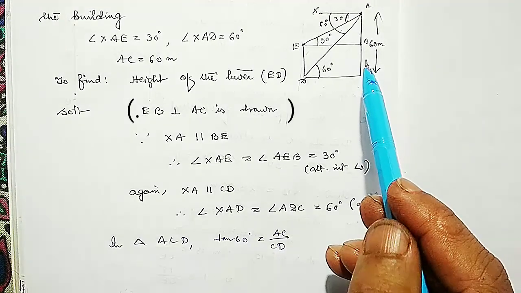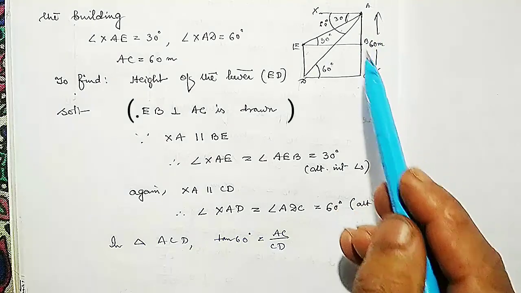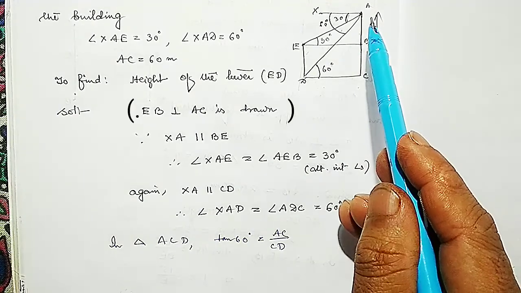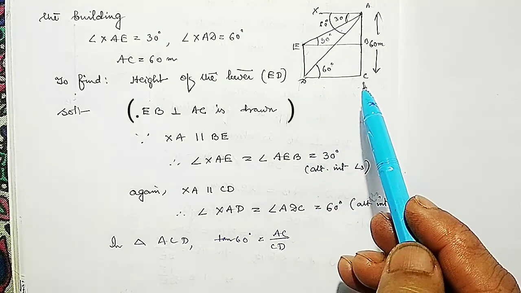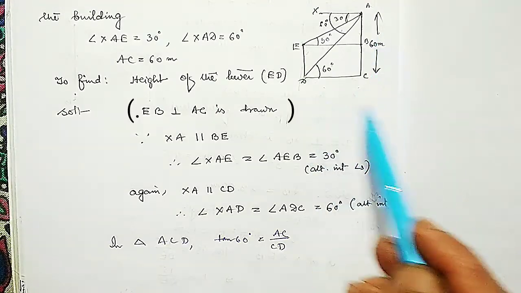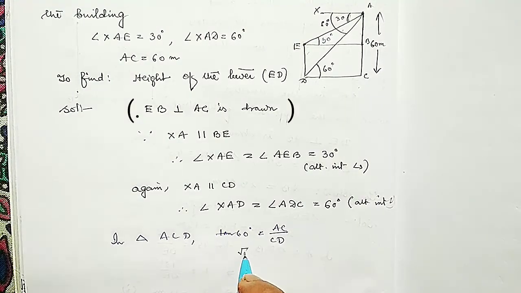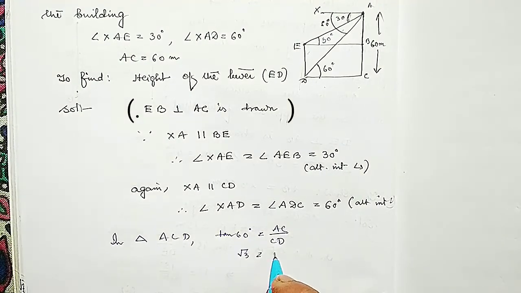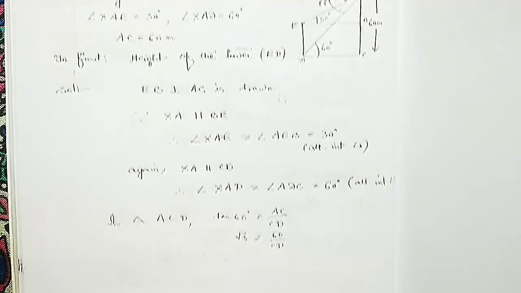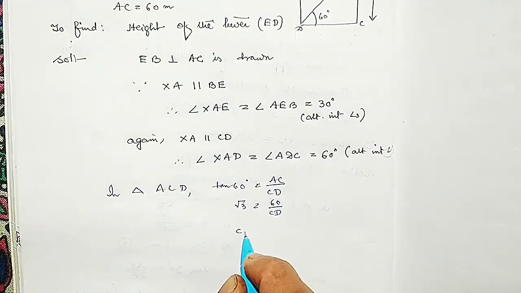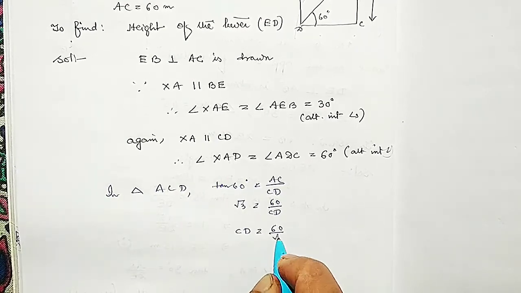In other sums I told you it is better to start from the smaller triangle, but in this sum, just because AC is known, we are starting from triangle ACD so that we can calculate CD. So here tan 60 will be AC by CD. Now tan 60 we know the value is √3, equals AC, which is given in the question as 60, and CD is not known. So if I cross multiply, I am going to get CD equals 60 divided by √3.